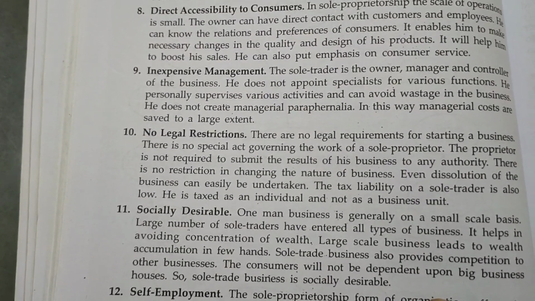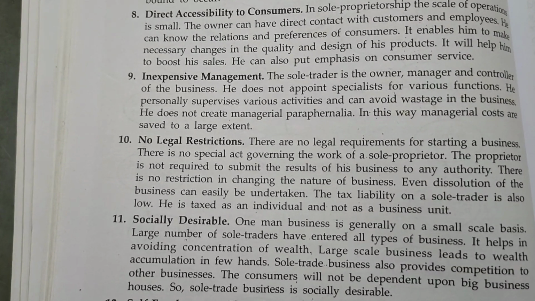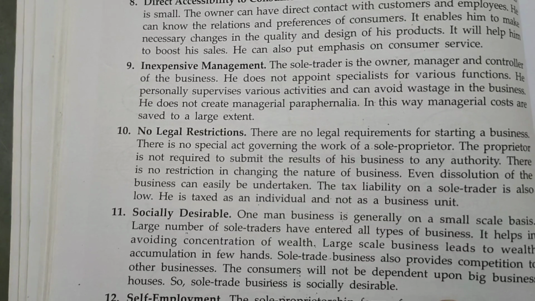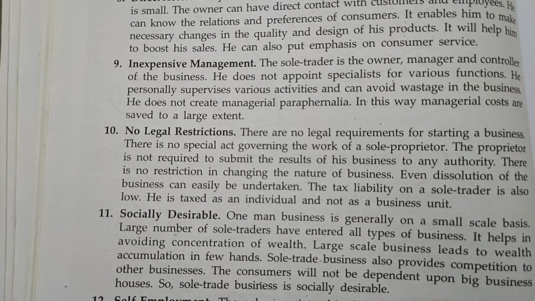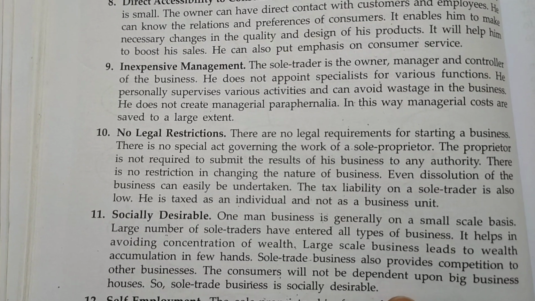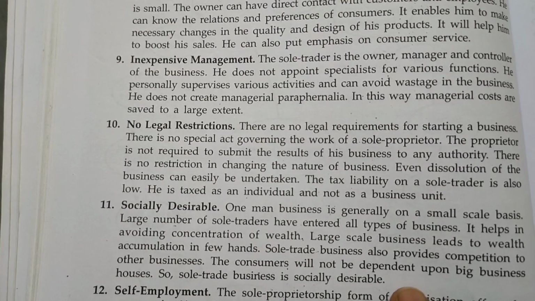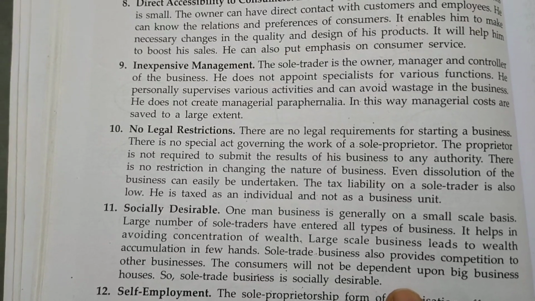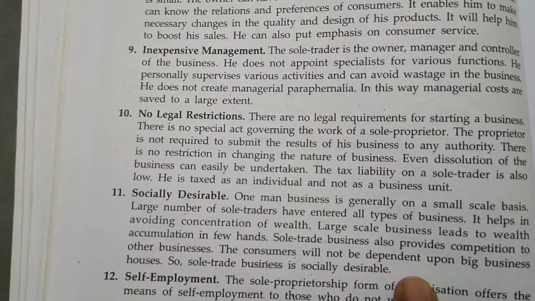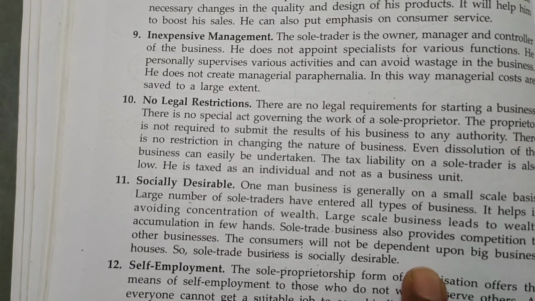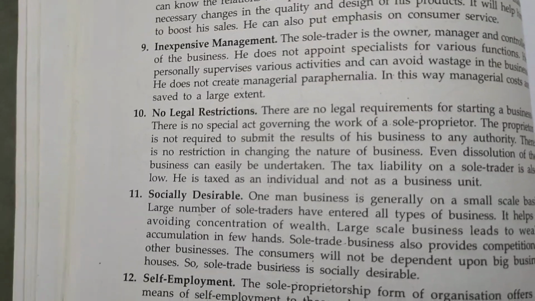Next, socially desirable. Socially desirable means, see here, one man business is generally on a small scale basis. A large number of sole traders have entered all types of business. It helps in avoiding concentration of wealth. In sole proprietorship we have less risk. So many members start the sole trade business only, and they are creating their own employment.